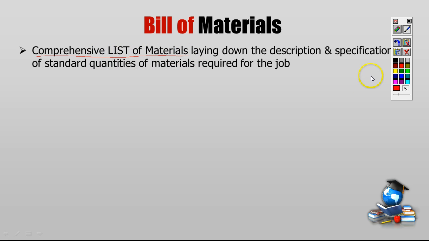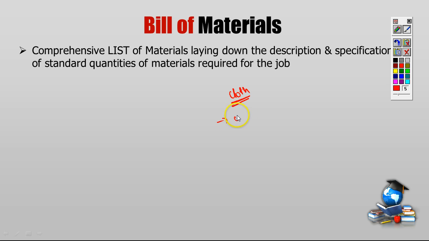It's a comprehensive list of materials laying down the description and specification of the standard quantity of materials required for the job. So whatever materials are required for the job, it is a comprehensive list of materials. For example, let us take, it will be something like this. Suppose you are a cloth manufacturer. What are all the list of materials that you will require?